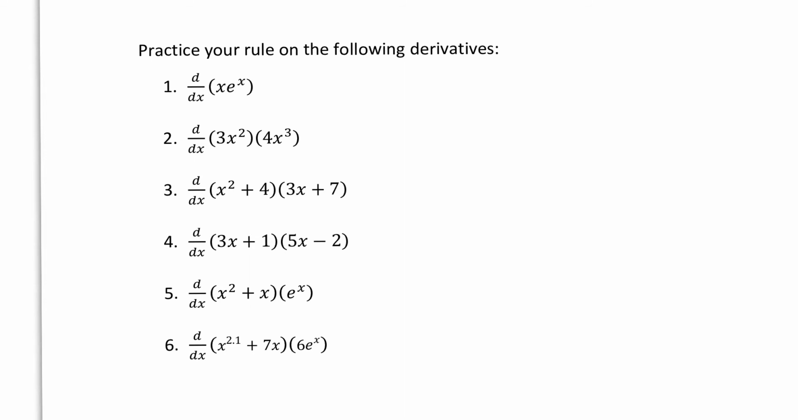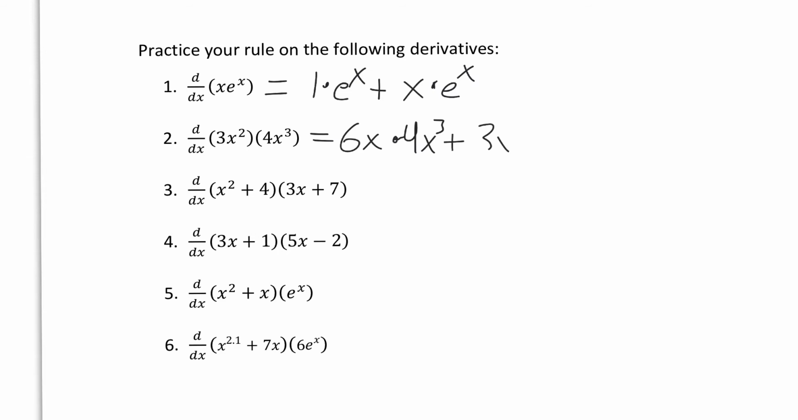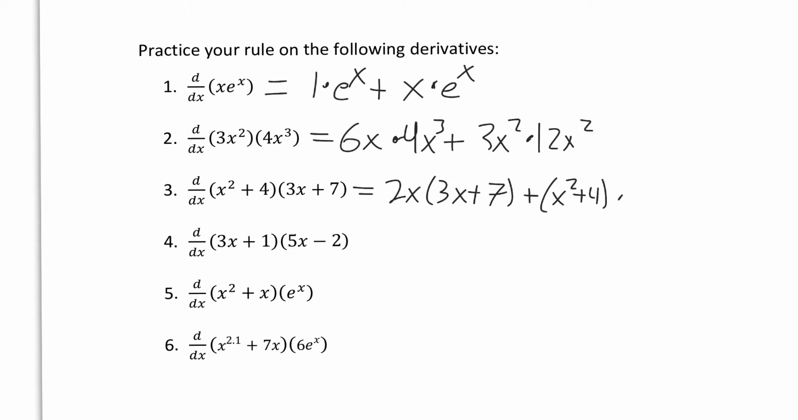So hopefully you gave it a try, and let's do the first one here. So derivative of x is 1 times e to the x plus x, derivative of e to the x is e to the x. Derivative of 3x squared is 6x times 4x cubed. Leave the first one alone. Derivative of 4x cubed is 12x squared. Derivative of x squared plus 4 is going to be simply 2x times 3x plus 7 plus x squared plus 4 times 3.